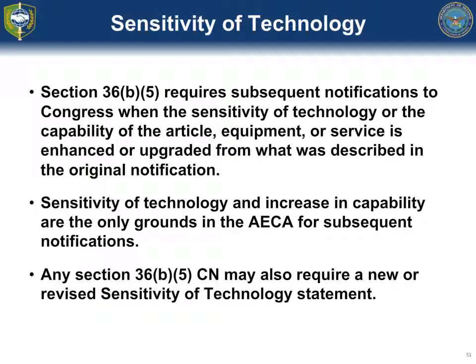Again, these subsequent notifications are aimed at increasing the sensitivity or capability. And our reason for this might be that a particular missile version goes out of production between the time we made a CN and the time the country has accepted the LOA. Now we're not doing the Humdinger V1. All we have in production is the V2. So we have to go back and tell Congress what that additional capability is. And any Section 36B-5 notification may require a new or revised sensitivity of technology. You would expect it to, since what we're talking about is an increase there.